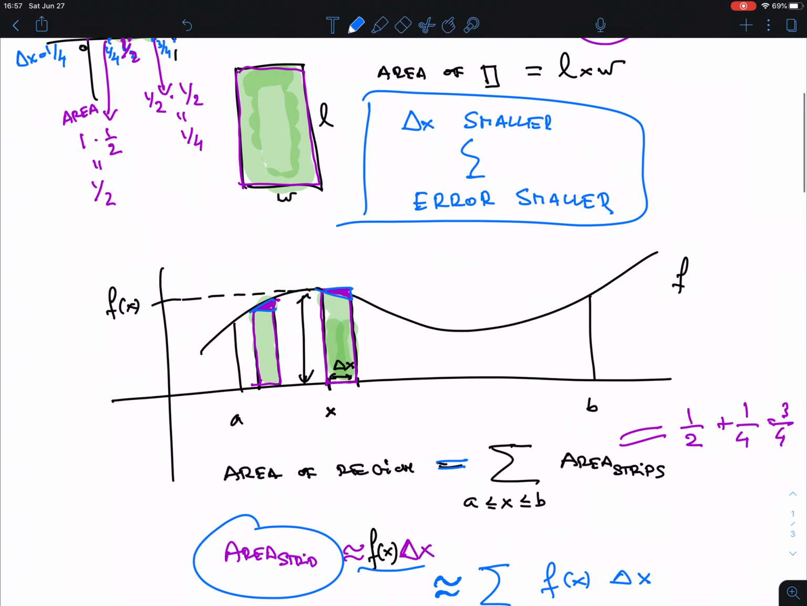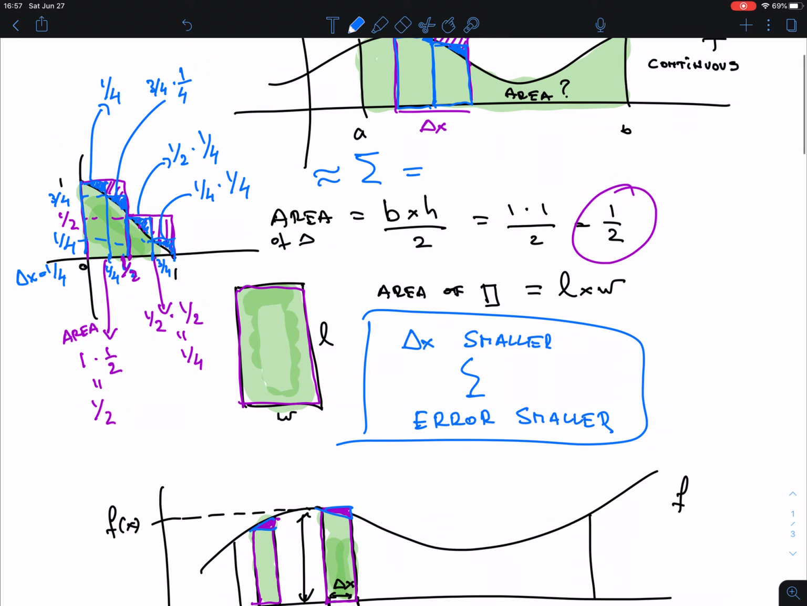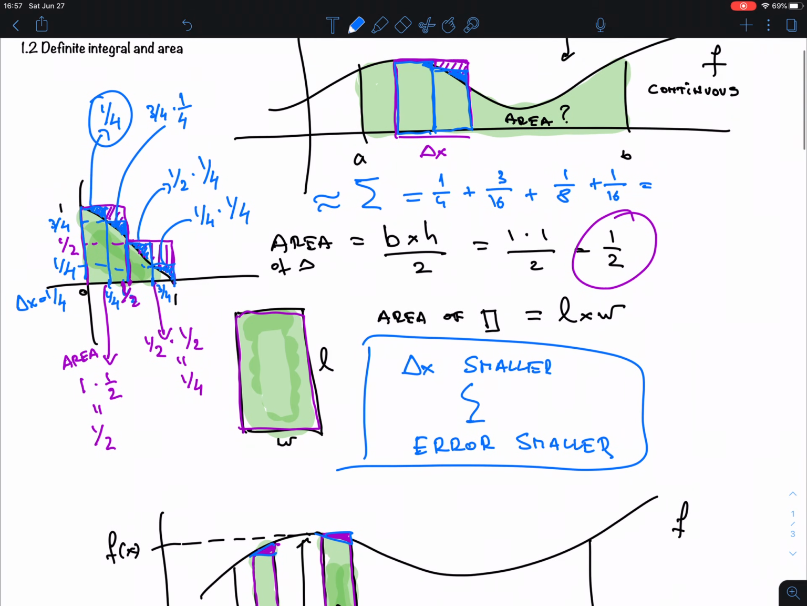So what is the blue sum now? I'll write it here. This is approximately the sum of the following things. Let me write down the sum. It's 1/4 plus 3/16 plus 1/8 plus 1/16. Well, we should put everything on a common denominator to see how big this is. So let's put everything on common denominator 16.